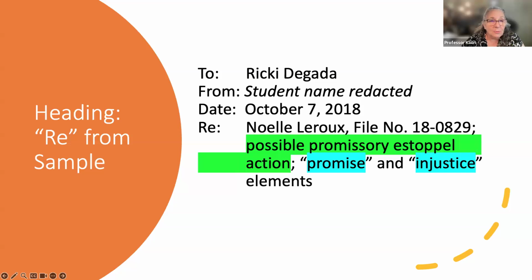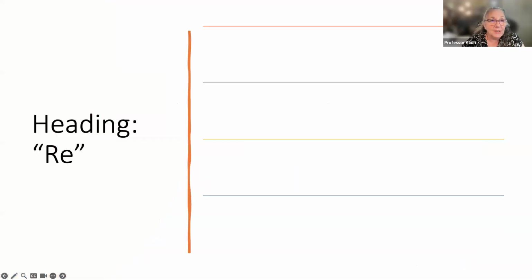And I talked specifically about how you had the client's name and the file number. And then it was followed, as you can see by green, with a brief description of what the case was about, possible promissory estoppel action. Then, as you can see in the blue highlights, it gave an indication of what each of the subsections were about. So here we have a promise and injustice elements. Seems simple, right? Well, let's look at some of your headings.